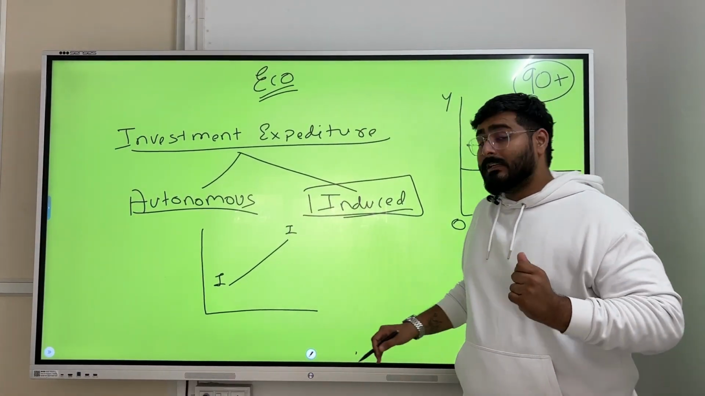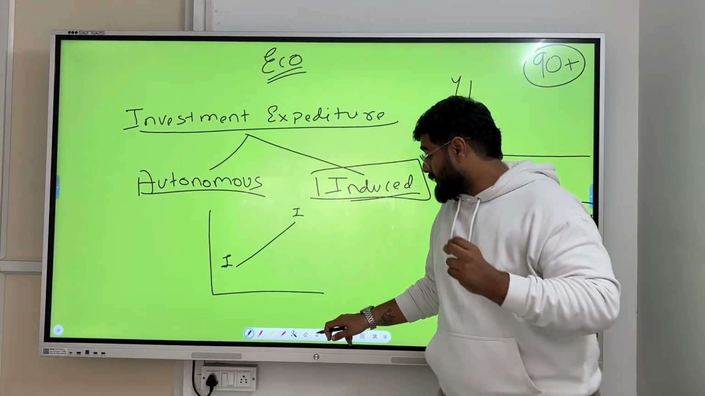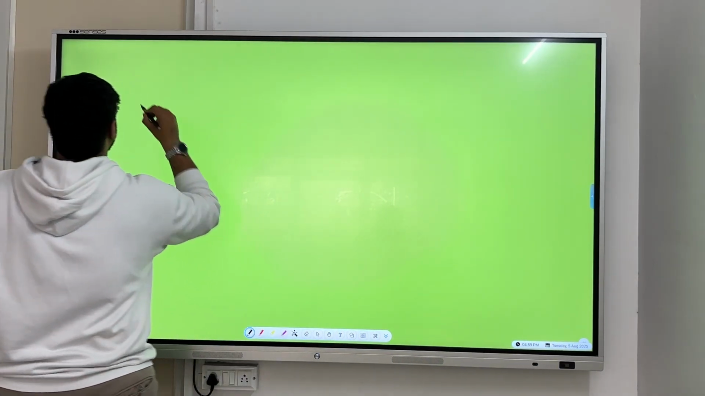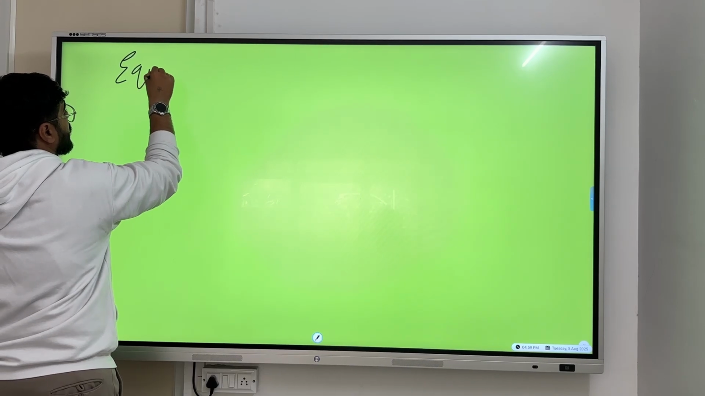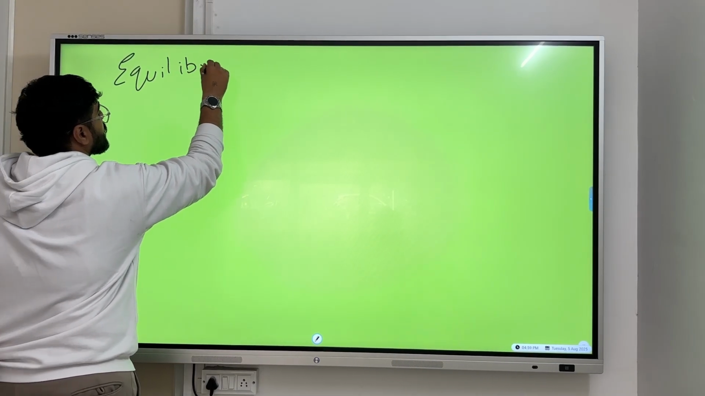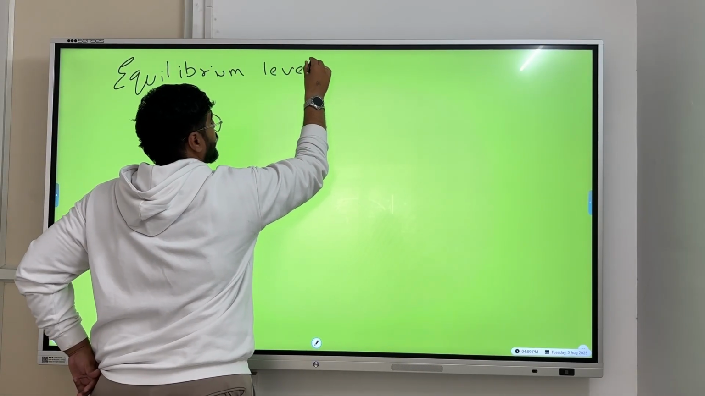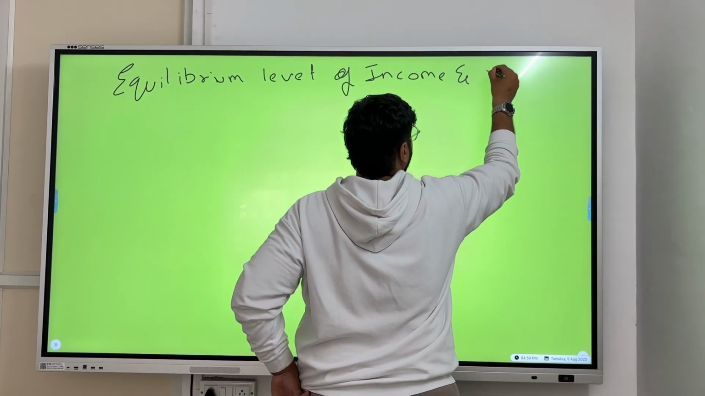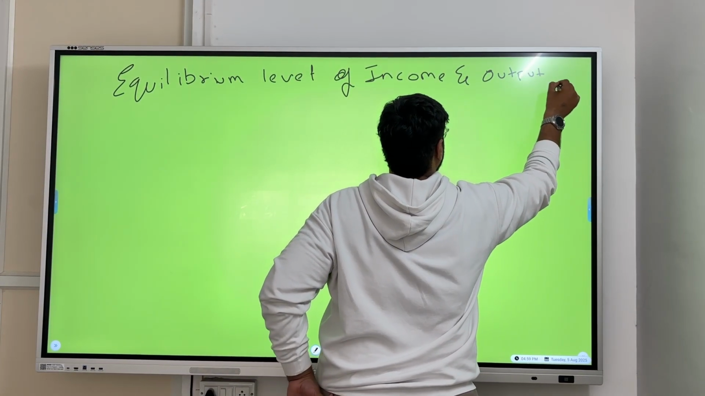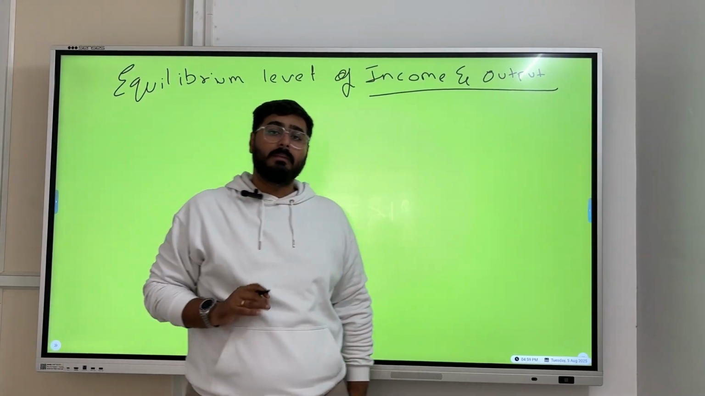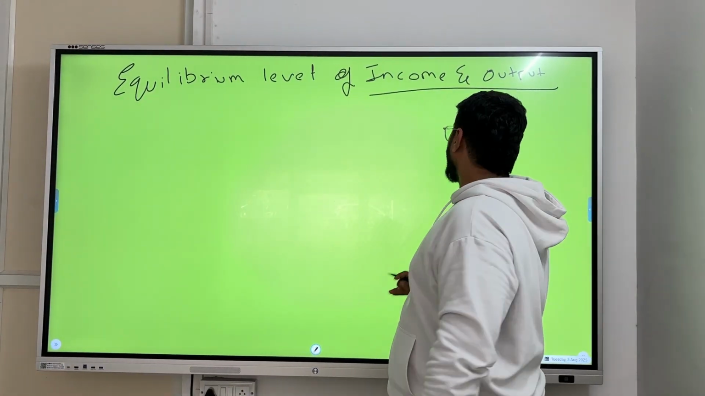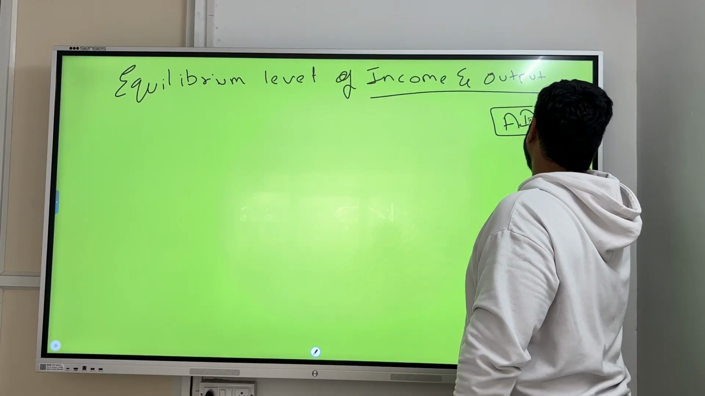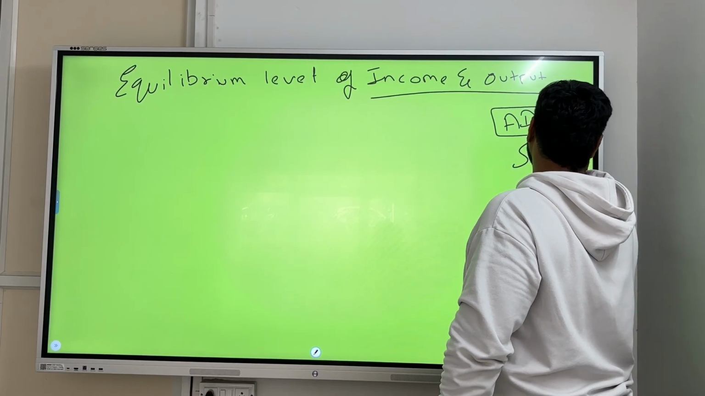Now, my dear students, the most important topic we are going to start with is the equilibrium level of income and output. We are trying to find the equilibrium level of income and output. For that, first, aggregate demand has to be equal to aggregate supply. Second, savings is equal to investment.